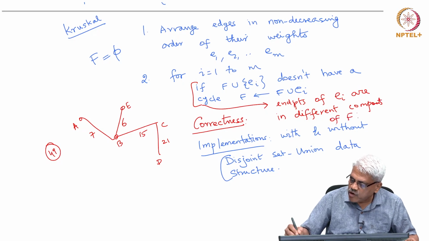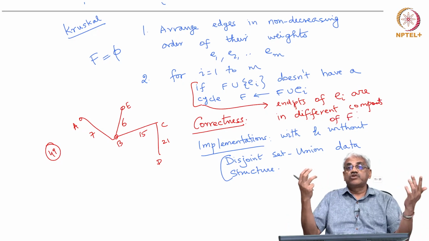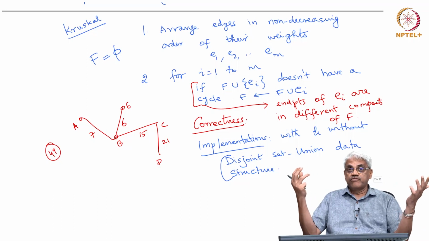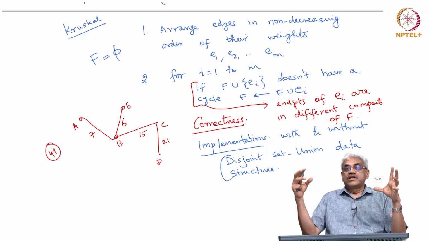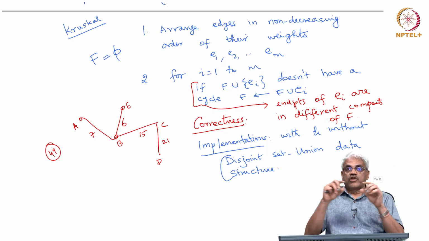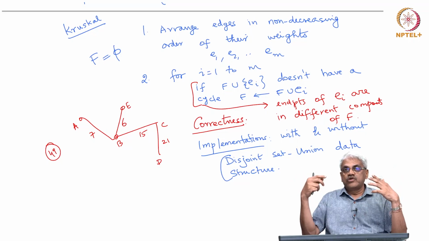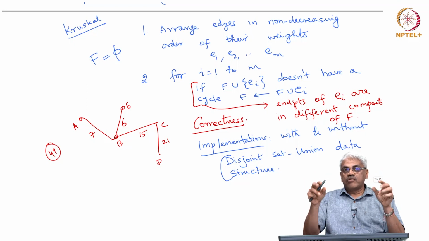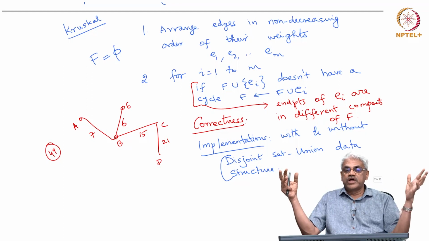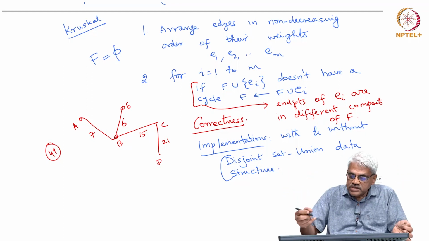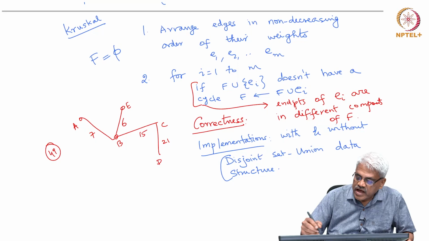And that we know how to compute using the disjoint set union-find data structure, where you maintain these sets in some form. I remember I mentioned an array, and whenever they are in different components, you do a union. If they are in the same component, don't include that edge. Finally, the answer F is the final answer.